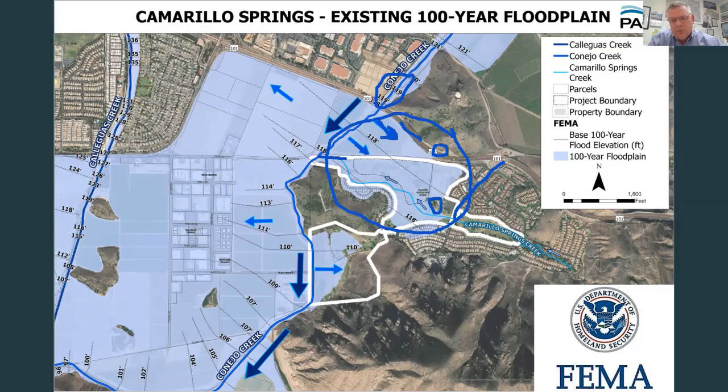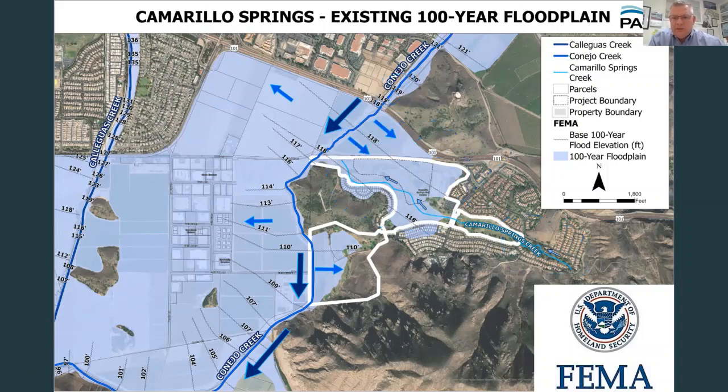The Camarillo Springs Creek, which is this watershed off here to the east, is a much smaller watershed. It's 1,000 acres, but still delivers water to the golf course, to the community that needs to be managed. And as Conejo Creek continues on past the project site, it then converges with Callegas Creek, and it continues on out to the Pacific Ocean. And so this is the baseline where we start from as an existing condition showing the 100-year floodplain.